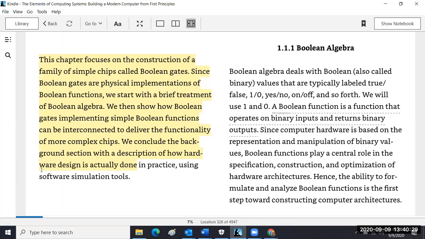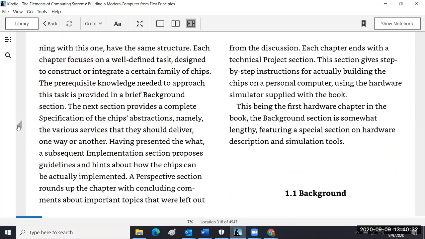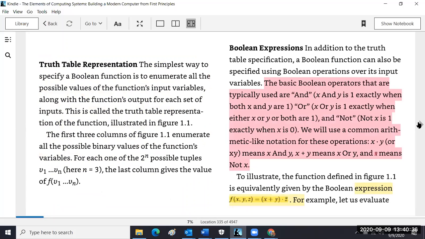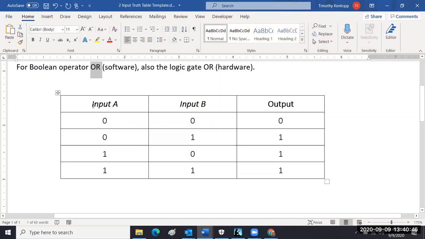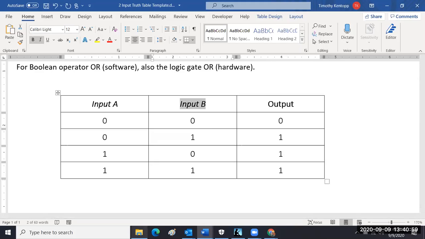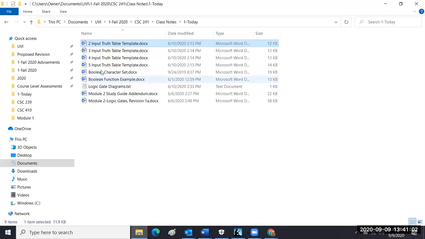When it talks about V1 through Vn right here, the V1 is this right here. This is V1, this is V2. You could have V3, V4. You could have 3 inputs, 4 inputs, 5 inputs. We'll talk about that in just a second. Okay? In fact, let's talk about it right now.